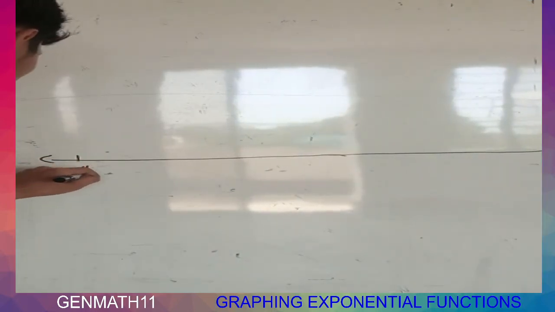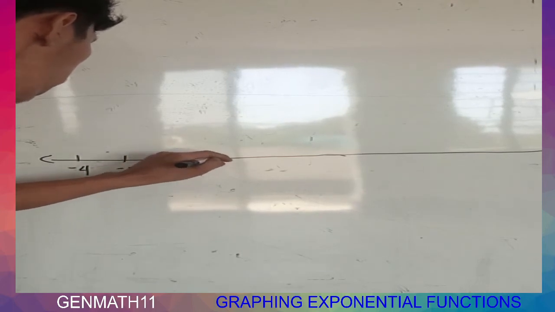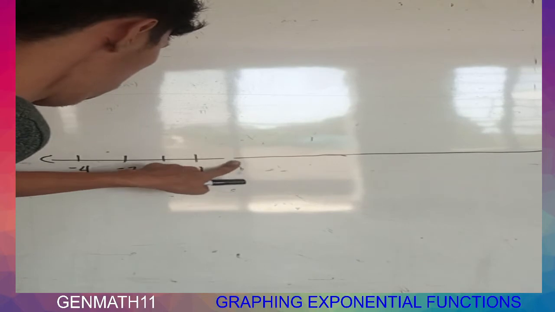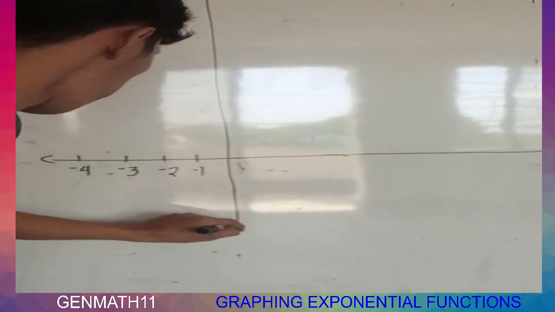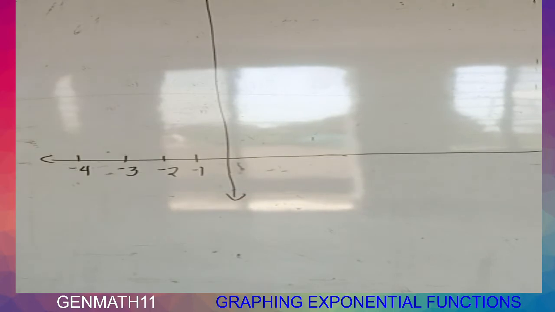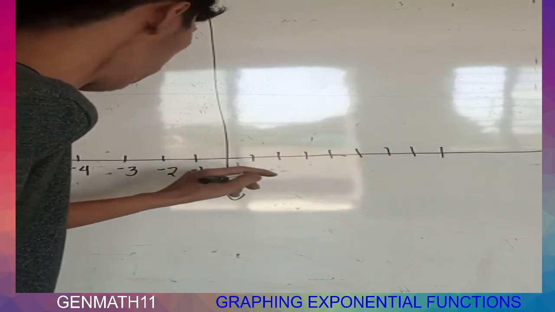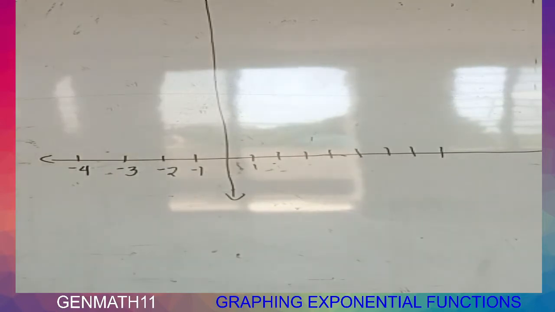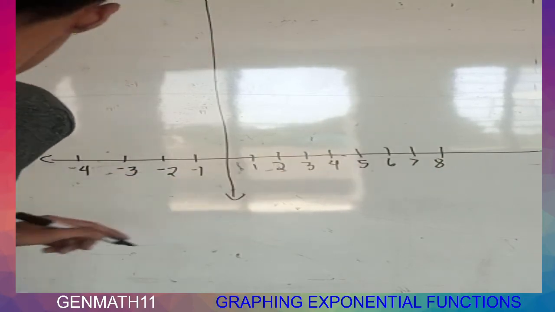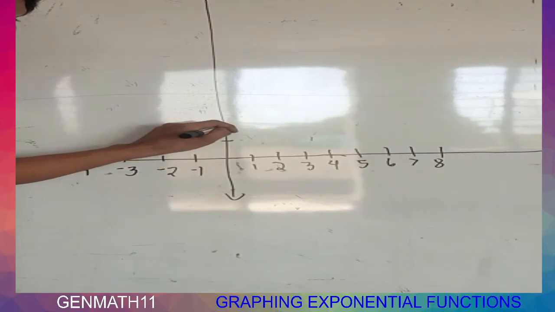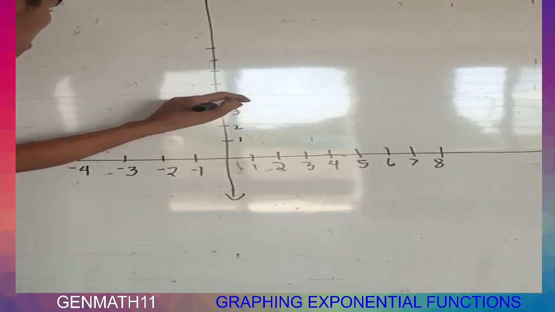So, negative 4, negative 3, negative 2, negative 1, 0. So, automatic 0 yung nasa gitna. Okay, wala naman tayo nasa baba, di ba? Then, 1, 2, 3, 4, 5, 6, 7, 8. Okay, pataas pala yan. So, 2, 3, 4, 5, 6, 7, 8. Yung gagamitin natin yung pataas, 8.